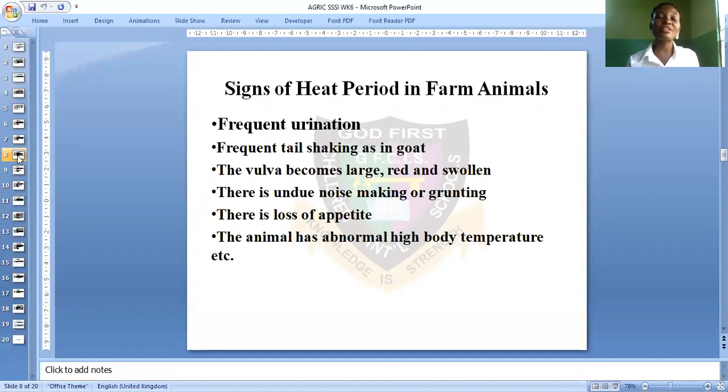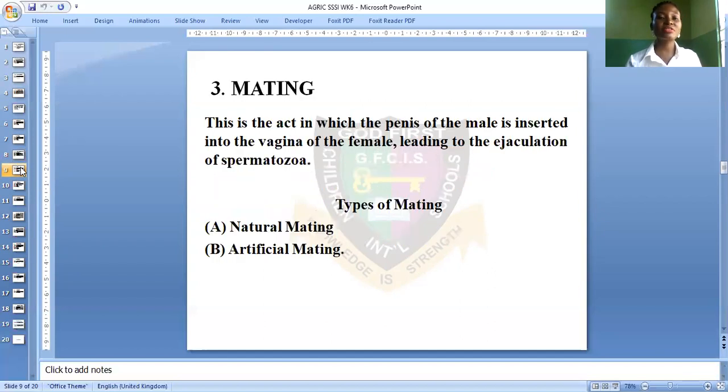That is, the basal body temperature of the animal will be abnormal. There will be an increase in the body temperature. I believe you understand this. Let's move on to the third term.